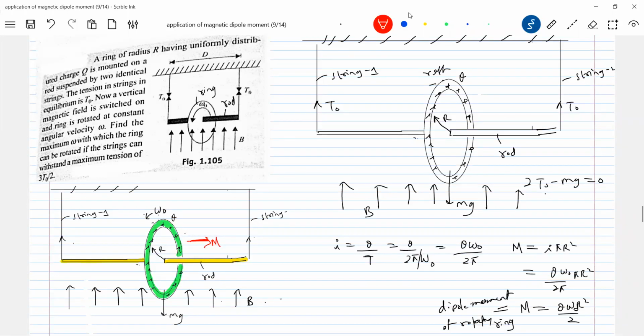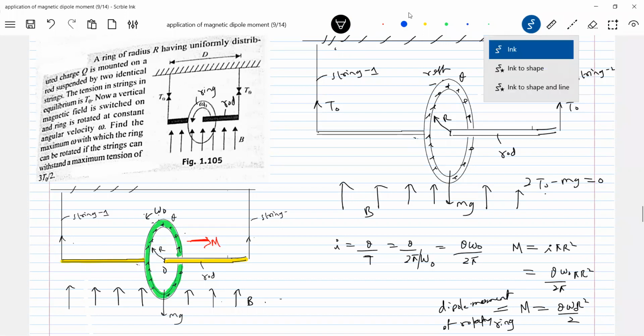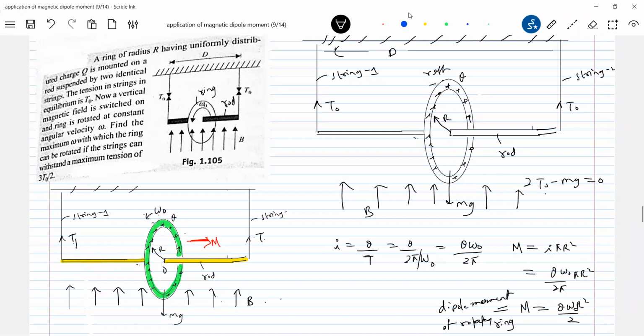Let's go for torque about the center of the ring. The distance d is what is given to us. There will be a torque, so the tensions in the strings, which earlier were T naught, will now become T1 and T2. Why should the tension change? What is the tendency? The total system wants to rotate like this, about O.